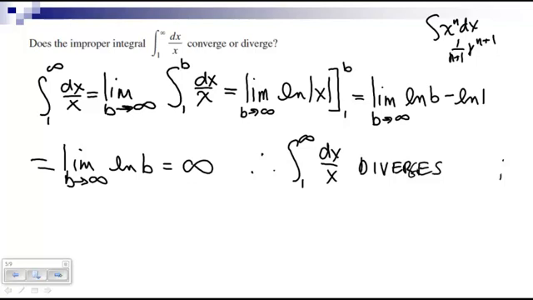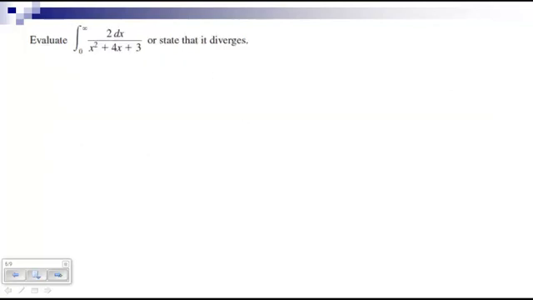Okay. So some of these functions, again, that have asymptotic behavior towards the x-axis, some of them have a finite area and converge to a value. Some of them are divergent. All right? One more problem of this type.